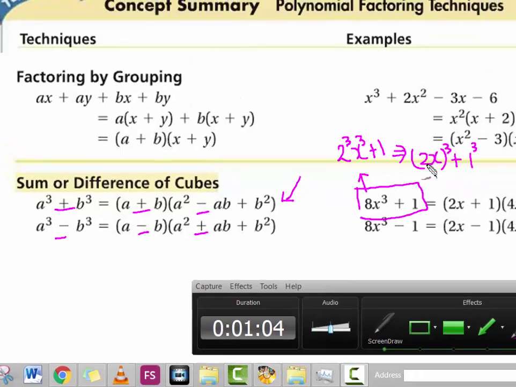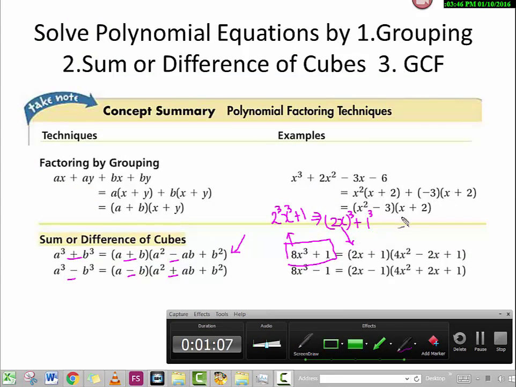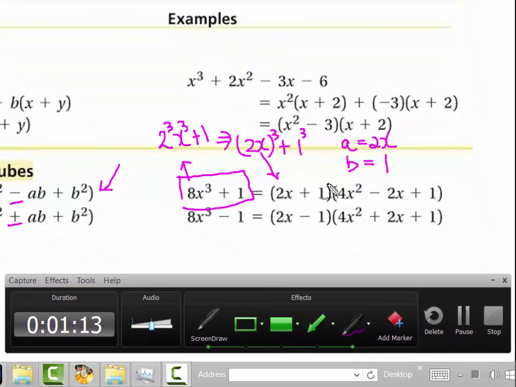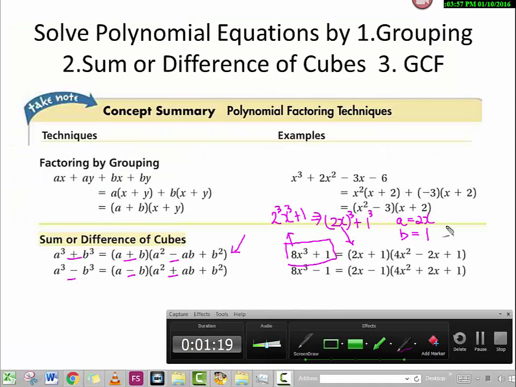Look, now a is 2x. Okay, let me write it here just in case you don't know. A is 2x, b in this case is 1. So a squared, which is 2x whole squared, that means 2 squared x squared. We simplify that, that's 4x squared. So we got 4x squared right here, which is a squared. So a times b, a is 2x, b is 1, so 2x times 1 is still 2x. b is 1, 1 squared is 1.